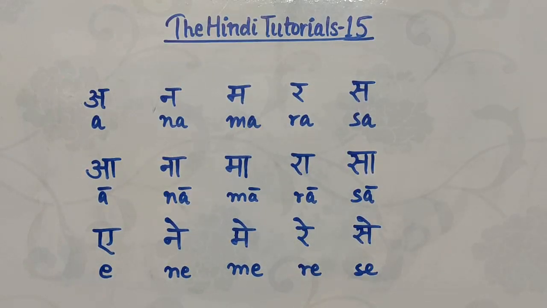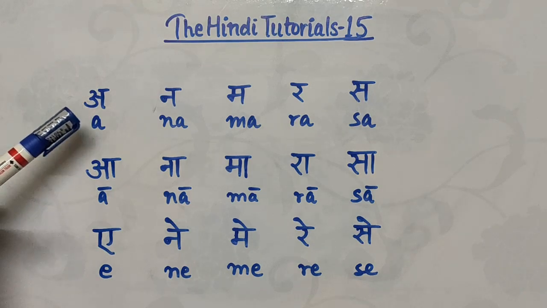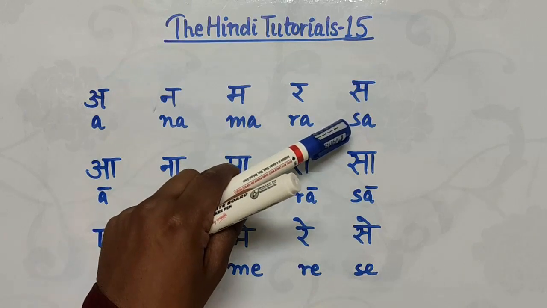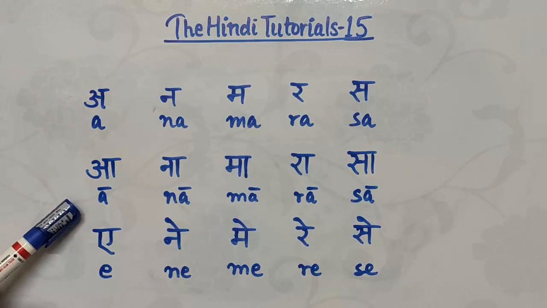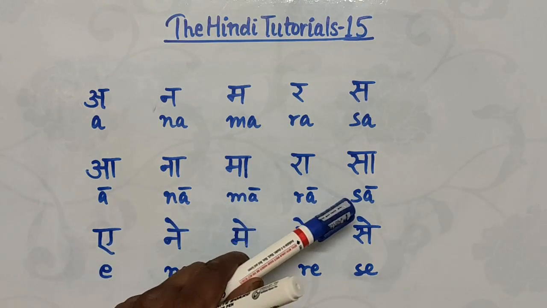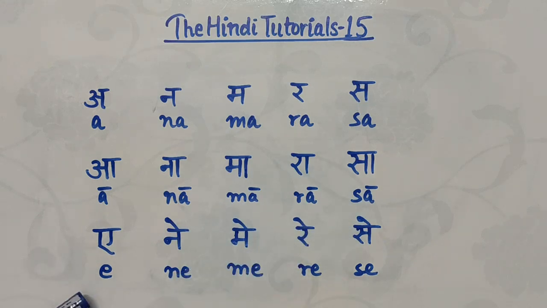Now let's have a revision of everything. A, न, म, र, स. आ, ना, मा, रा, सा. ए, ने, में, रे, से. Okay. Now we will try to write some words that we have already learned. Okay.